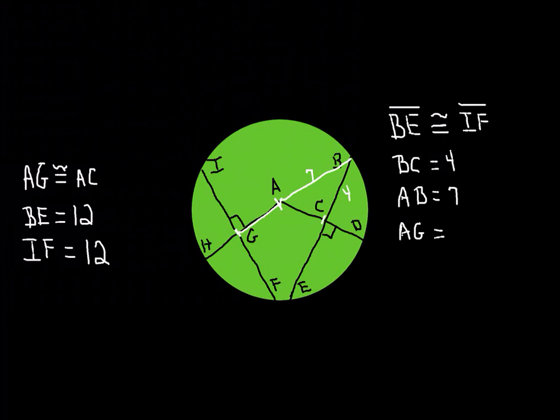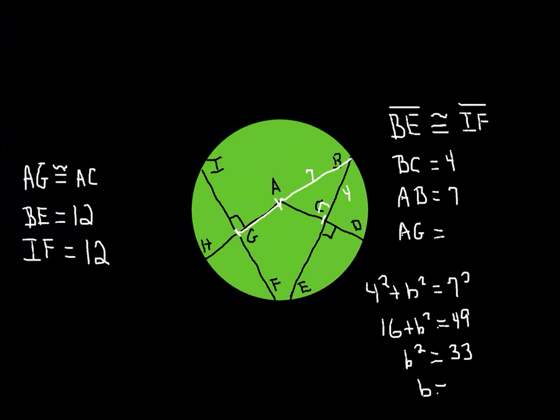So what we need to do then is figure out, and this will be a right triangle, what that bottom side is. By using the Pythagorean theorem, 4 squared plus b squared equals 7 squared. We have 16 plus b squared equals 49. Subtract 16 from both sides, and we get b squared is equal to 33. Take the square root of both sides, and then b would be the square root of 33. So AG would be the square root of 33 units.